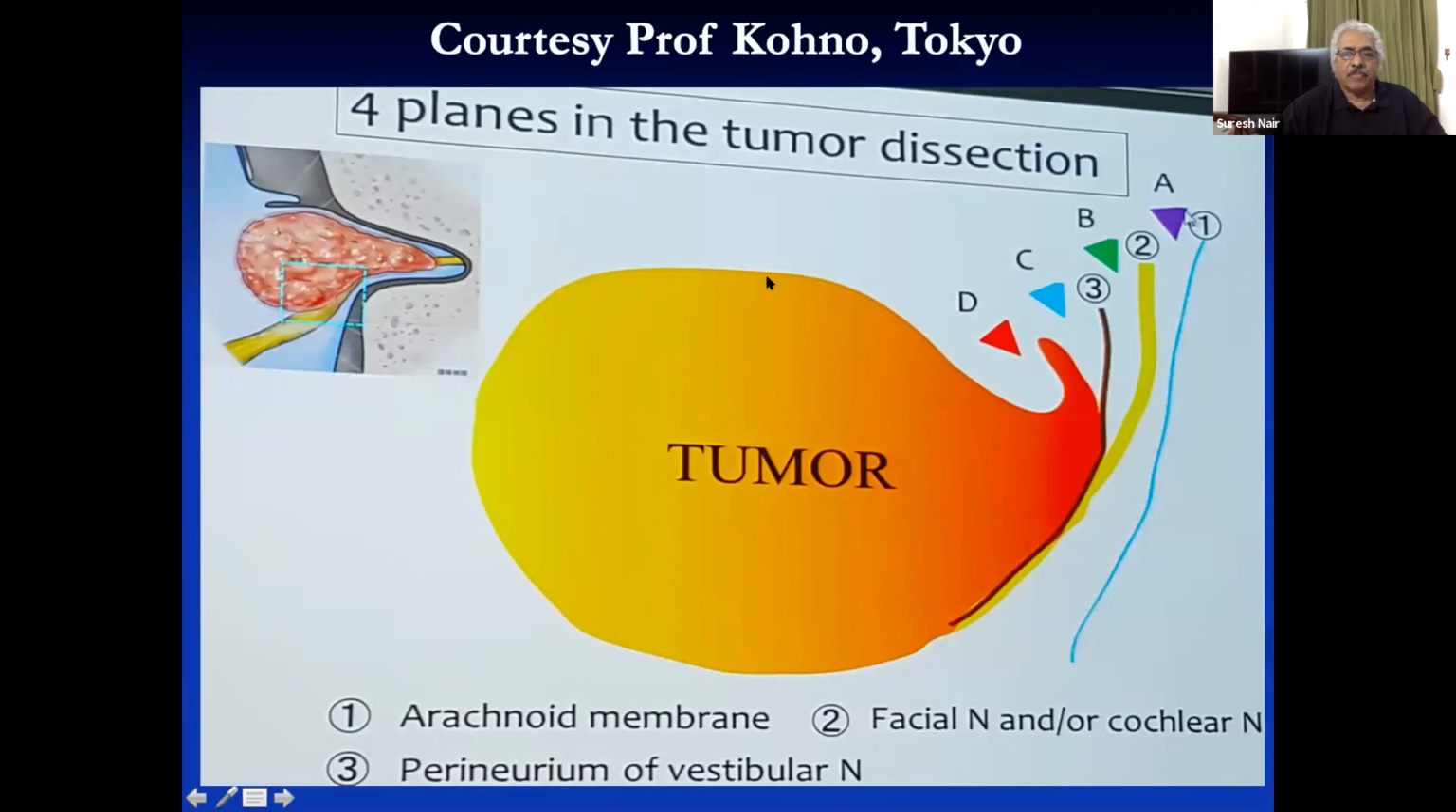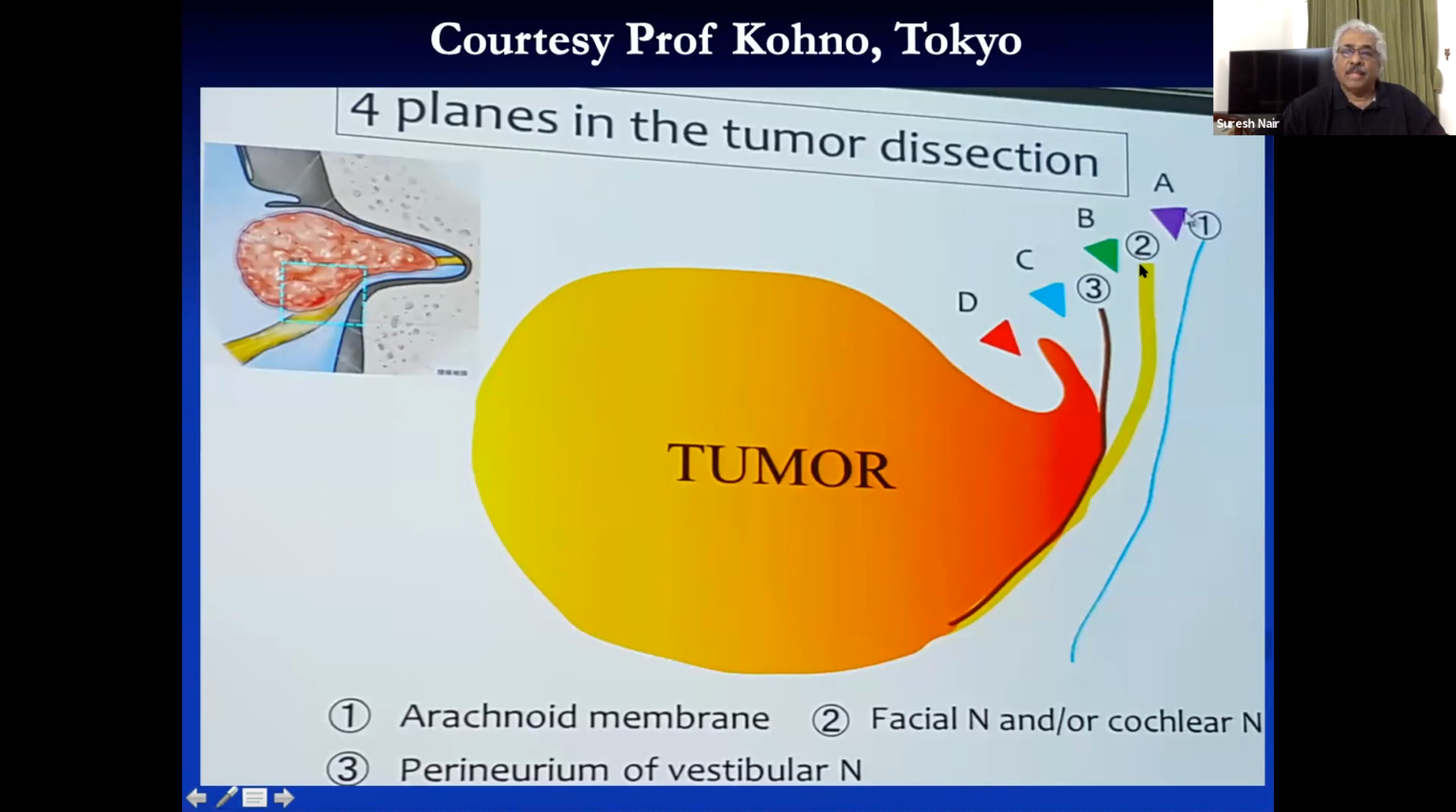This is again Professor Kono's depiction. This is the tumor. This is the tumor. What is the capsule of the tumor? Capsule of the tumor is the perineurium of the vestibular nerve. And then you see the facial nerve here adherent to the tumor. For the facial nerve, there is no arachnoid. This is the arachnoid. So these are all subarachnoid space. You see the tumor. You remove the tumor, you don't see arachnoid separating it from the brainstem. You don't see arachnoid separating it from the facial nerve. That is what Mathew was telling.